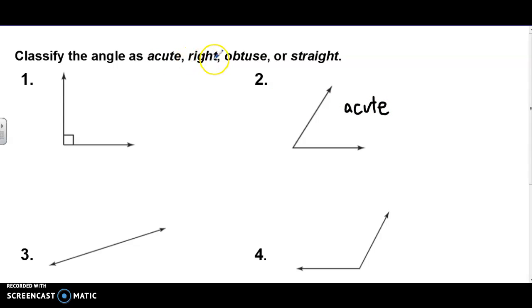A right angle is 90 degrees, so that would be here because of the box. That's how I know it's a right angle. Obtuse means bigger than 90, which would be this one here. And then we have a straight angle, which is right over here.